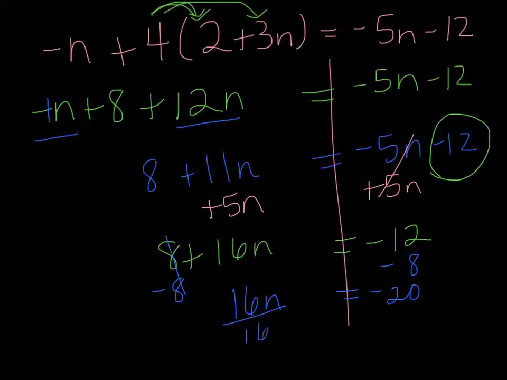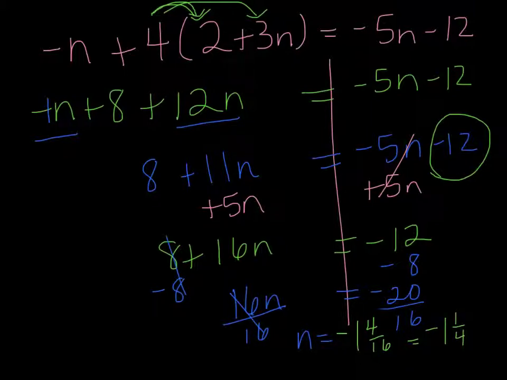Divide both sides by 16. N is equal to, a negative divided by a positive is still a negative. 16 goes into 20 one time with 4 left over. And this actually simplifies to negative 1 and 1/4. Or you could actually say negative 1.25. And that's how you solve linear equations with variables on both sides.